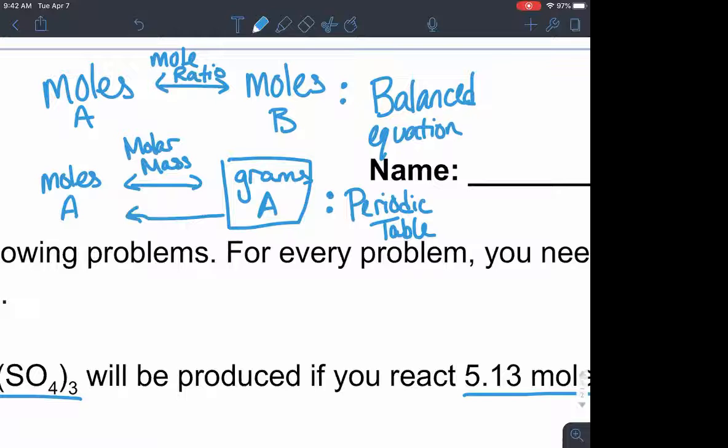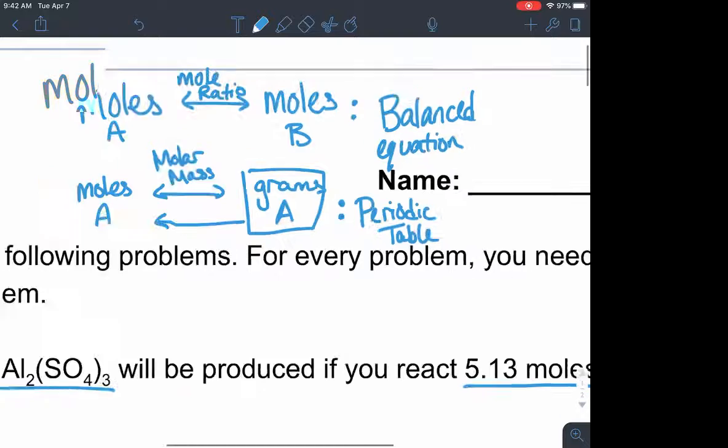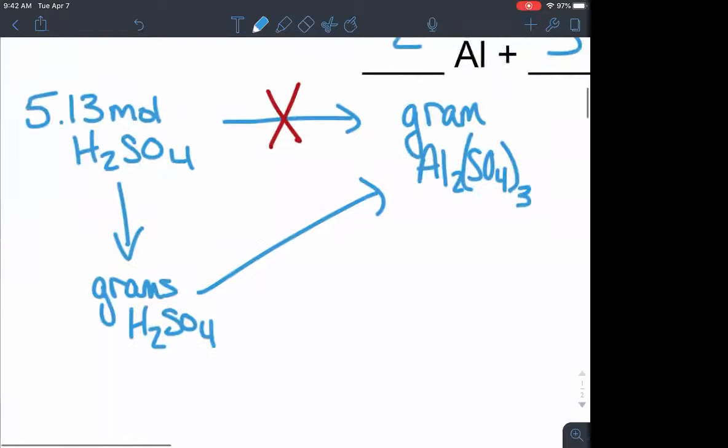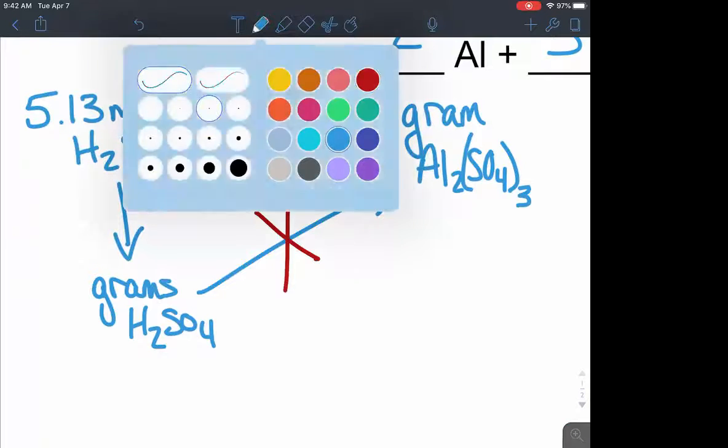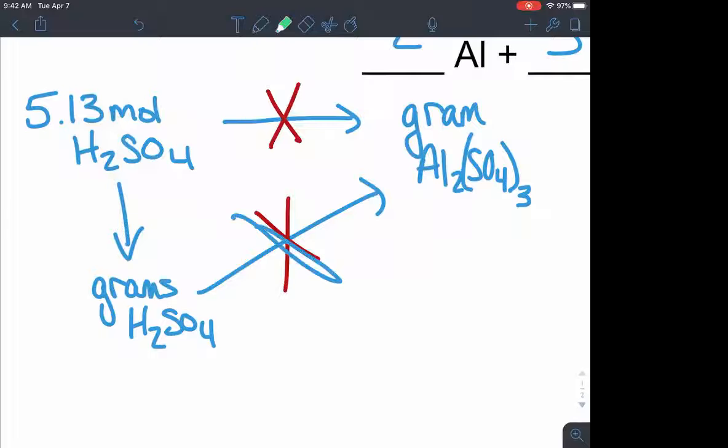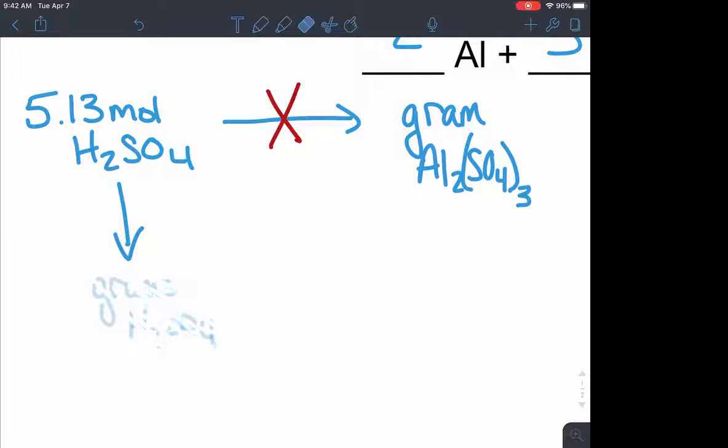So do we have anything else that uses grams of one compound to grams of a different compound? No. So we can't do this right here because we can't go from grams to grams. So this is impossible. Because remember that moles are the only way to convert between two different compounds. So we don't want to do this right here. So we don't want to get to grams of H2SO4.